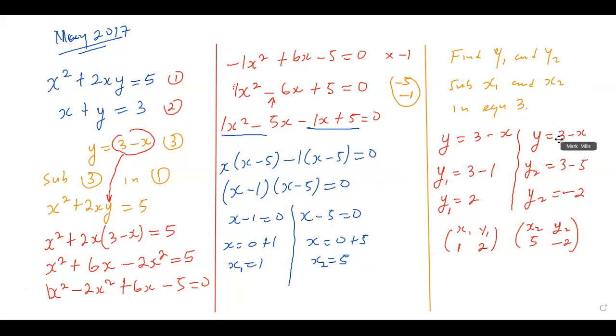Then we do the same thing for y2. We say y is equal to 3 minus x. So we substitute the x with the x2. So y2 is equal to 3 minus 5. They'll get negative 2. When we finish, we put the answers together. When x1 is equal to 1, our y1 is equal to 2. When x2 is equal to 5, our y2 is equal to negative 2. And that is it. Cool. So that will be it for linear and non-linear equation.